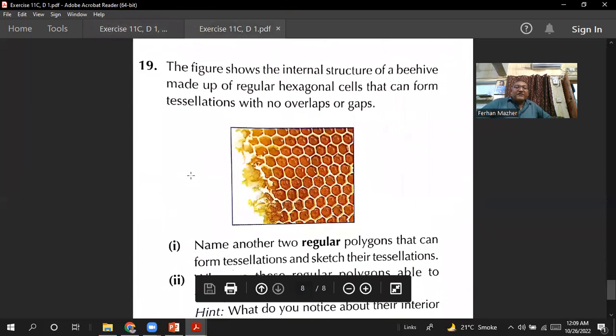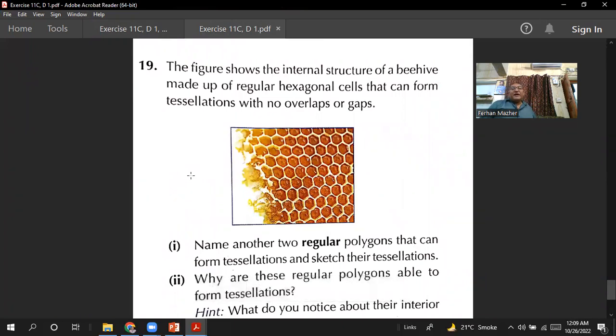Here we go. The figure shows the internal structure of a beehive made up of regular hexagonal cells that can form tessellation with no overlap or gaps. Name two other regular polygons that can form tessellation and sketch their tessellations. Okay, so let me show you.